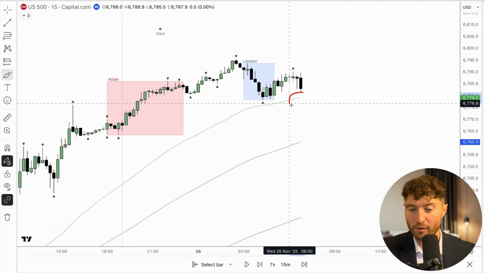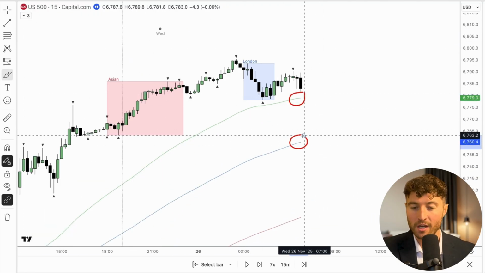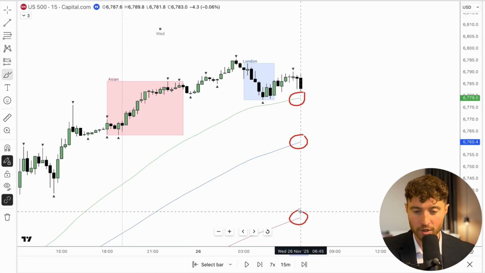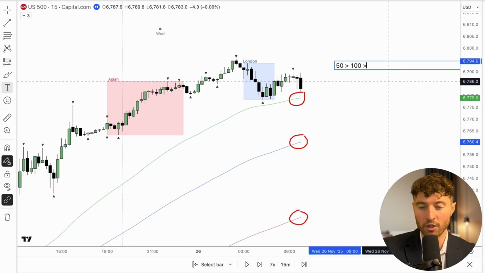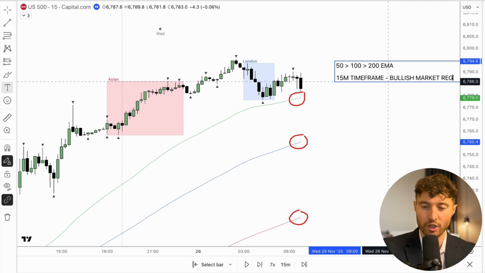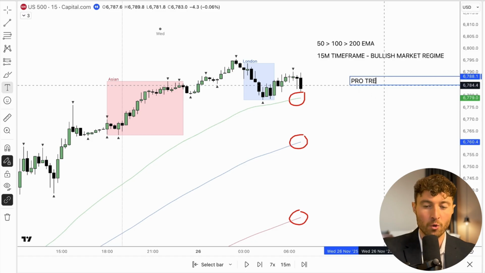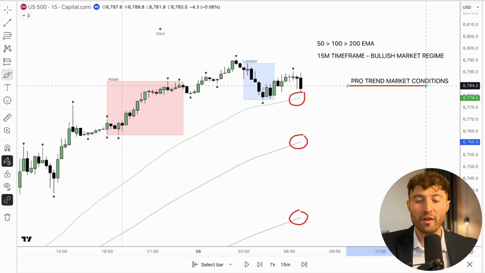So as you can see right here, we have the 50, the 100, the 200 exponential moving average. When the 50 is greater than the 100, which is greater than the 200 EMA on the 15-minute time frame, this indicates a bullish market regime, and this indicates pro-trend market conditions. If I want to trade with the trend, I want to have a bullish bias and I want to be looking at buying this market.